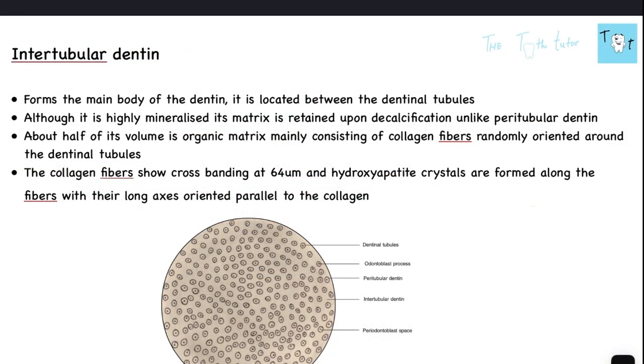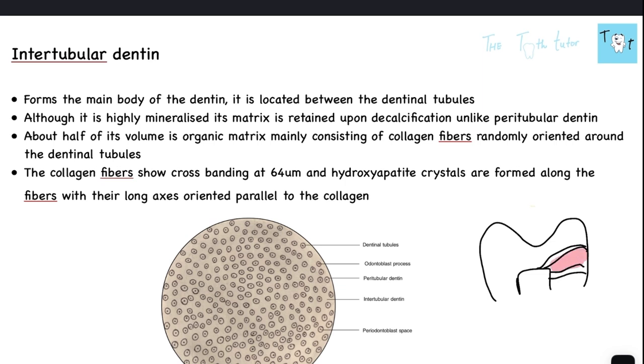So coming to the next topic, that is the intertubular dentin. So what is intertubular dentin? If I go back, it is the dentin that is located between two dentinal tubules. So these are my dentinal tubules. I'll just redraw the entire diagram. So this is my tooth, my pulp, and if this entire thing is my dentin, I have these two dentinal tubules, right? And the dentin that is present in between them is the intertubular dentin.